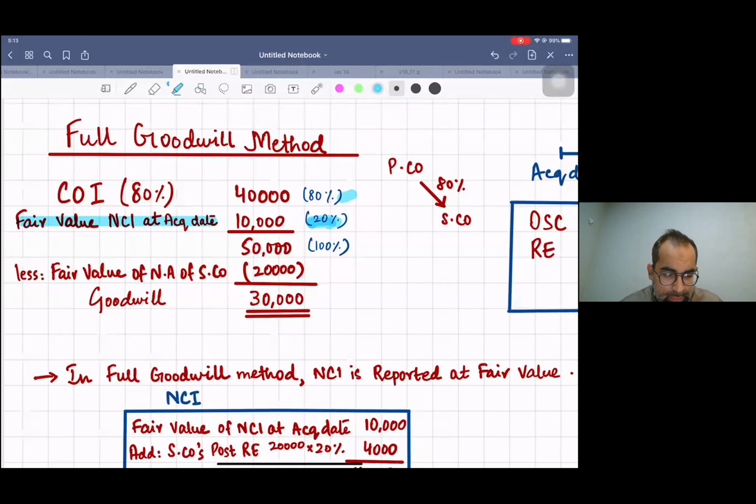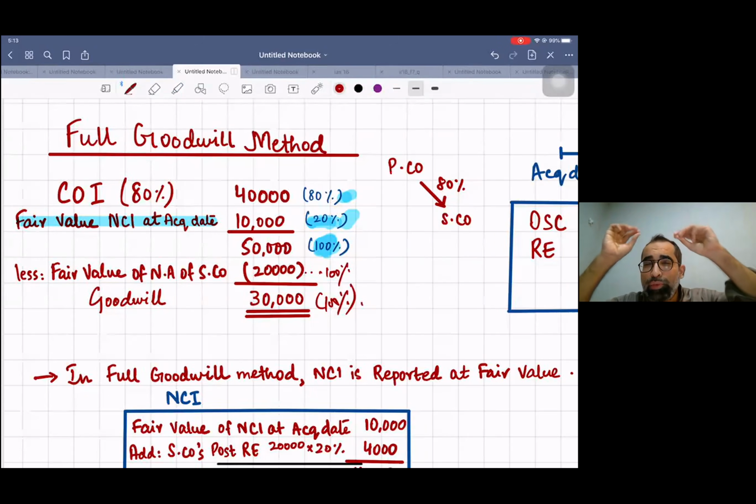Okay, be active. So now COI is 80%, 20% is the fair value of NCI. This gives you total 100%. Now, then subtract fair value of net assets of S company. Now, this fair value of S net assets is also 100%. So automatically, this goodwill is also 100%. So the first difference between proportionate method and full goodwill method is, in proportionate method only 80% goodwill is recorded. In full goodwill method, complete 100% goodwill is recorded, right? This is the first difference, the goodwill.